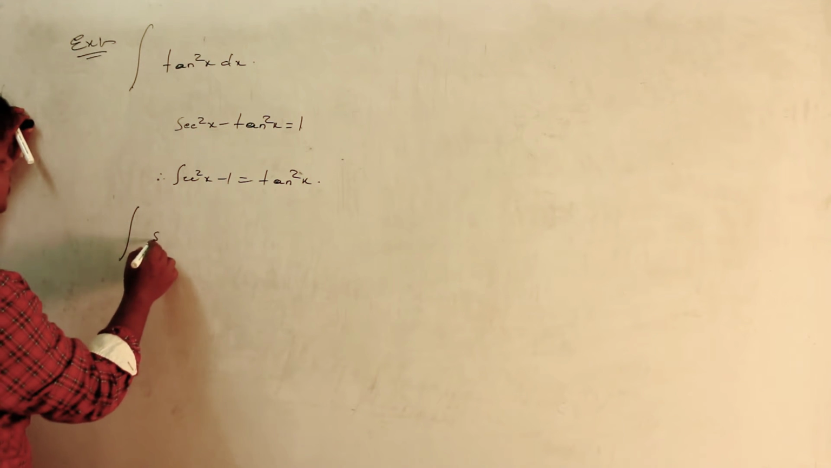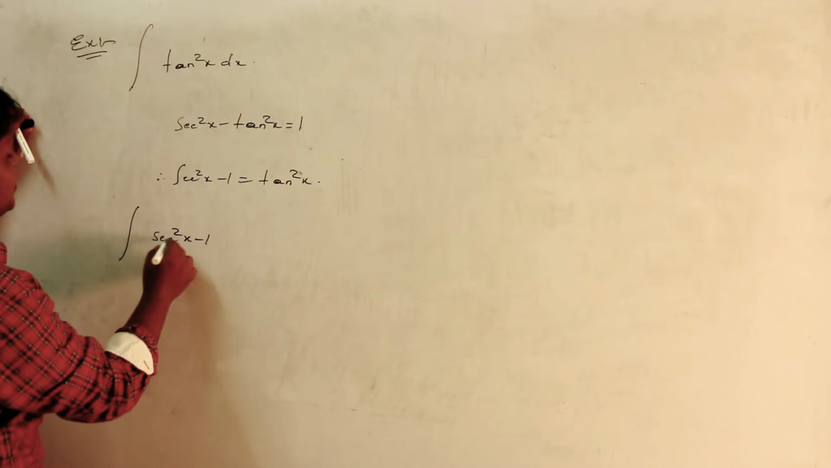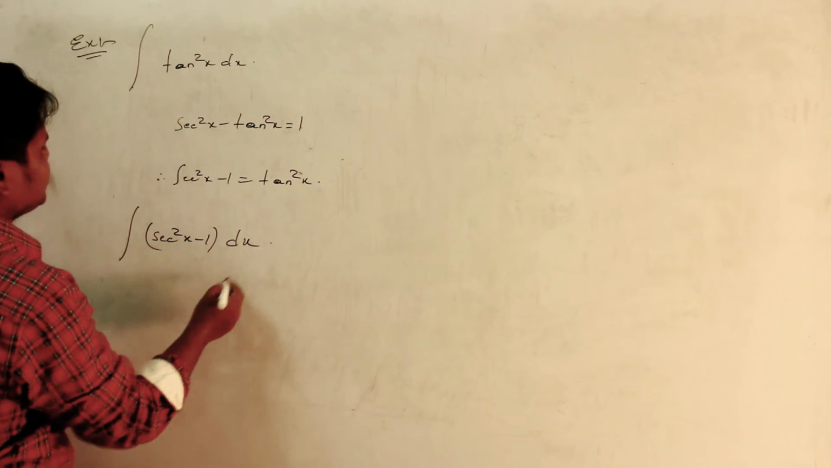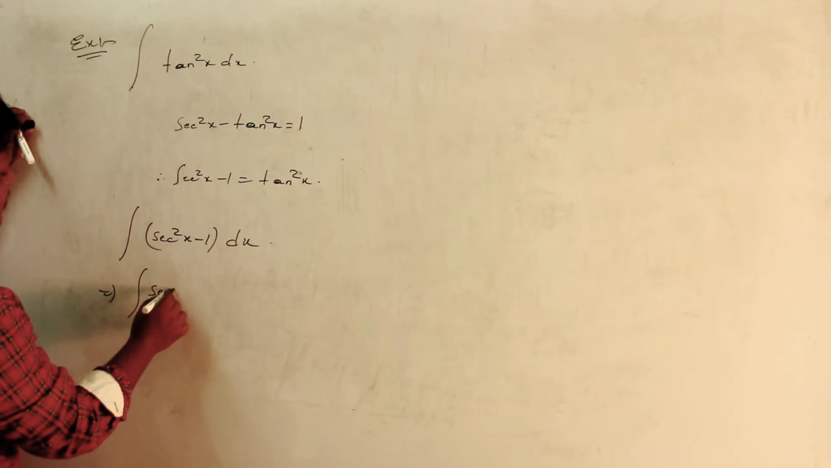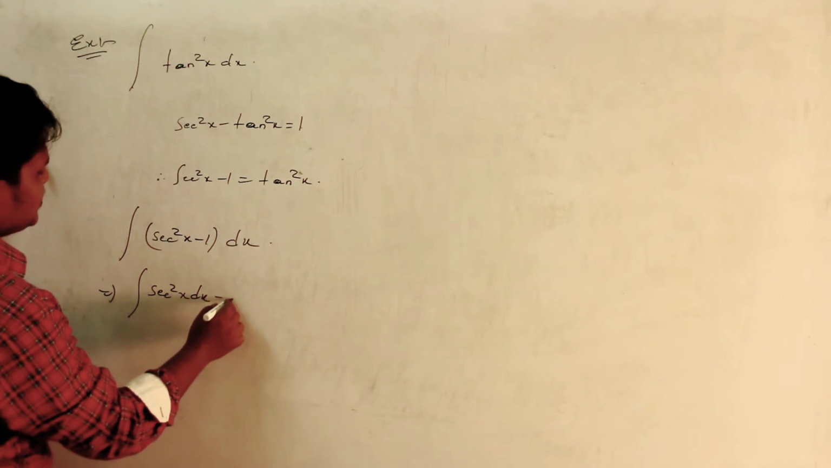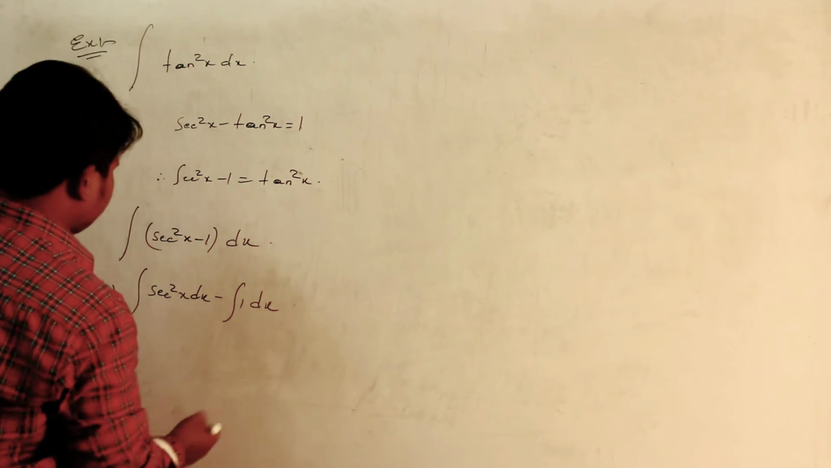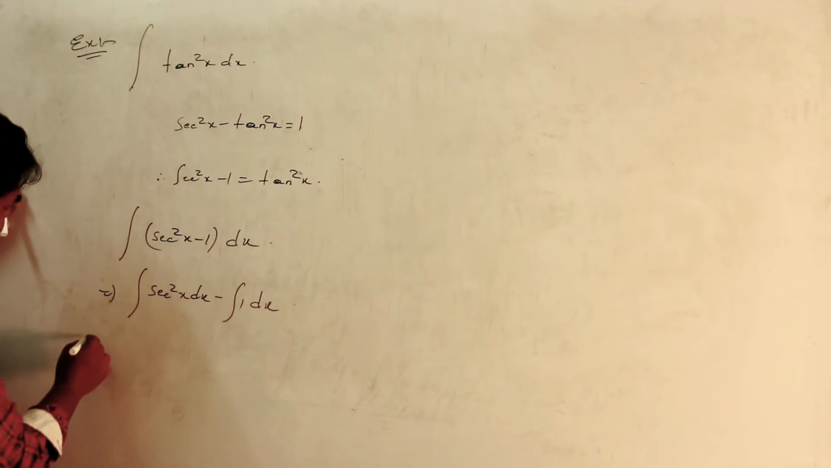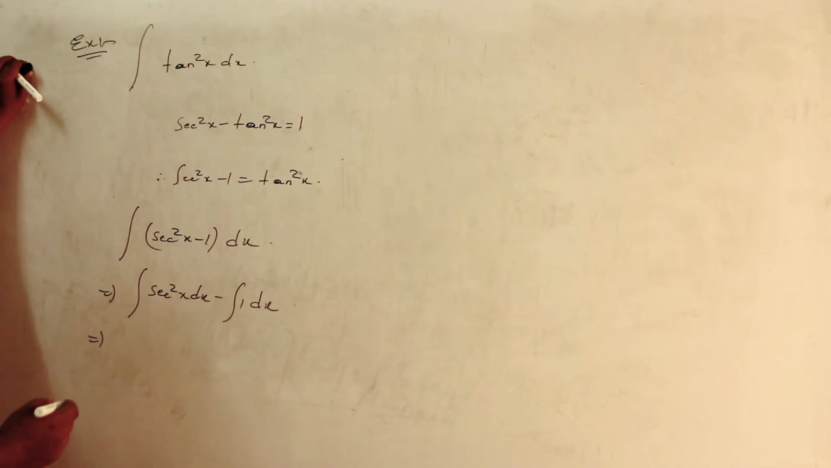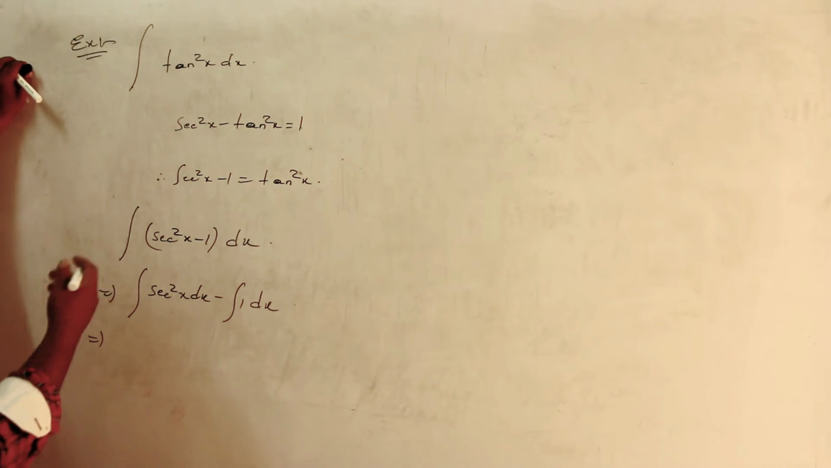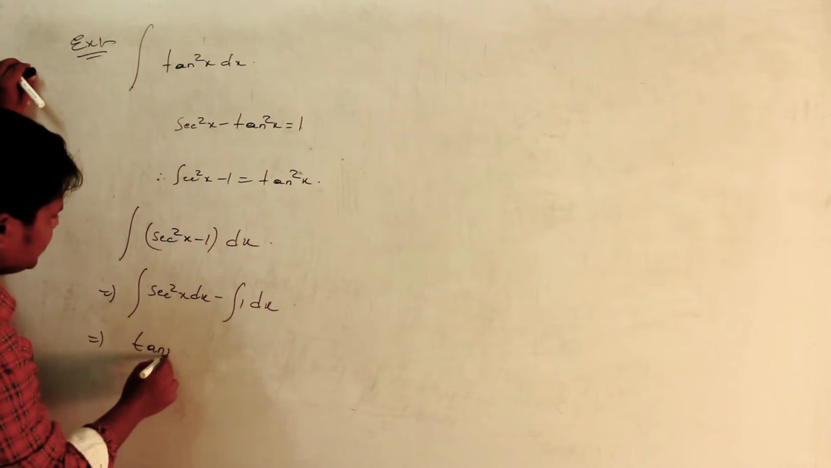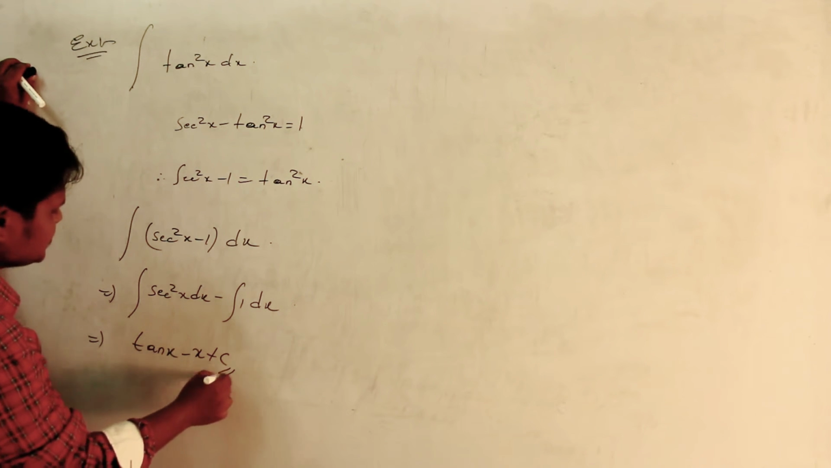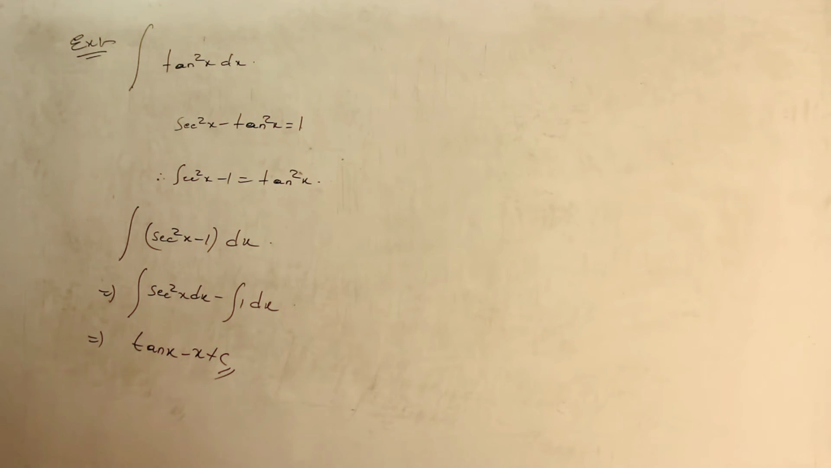So let us try to substitute this relation here. So integration of secant square x minus 1 dx. We can separate this as integration of secant square x dx minus integration of 1 dx. We know integration of secant square x is tan x. So tan x minus x plus c. So this is our answer.